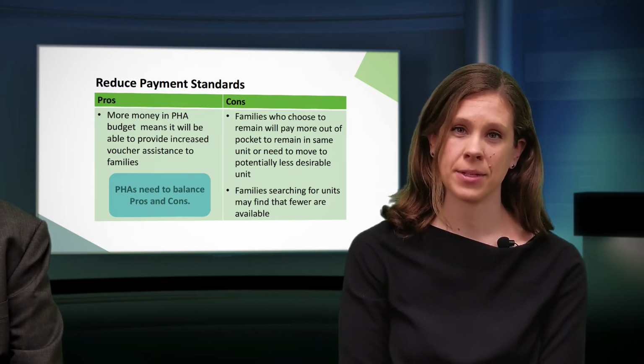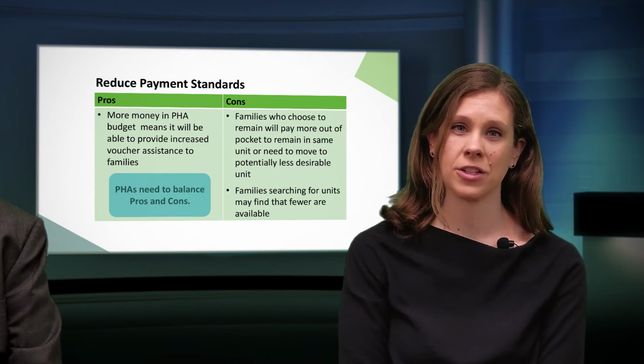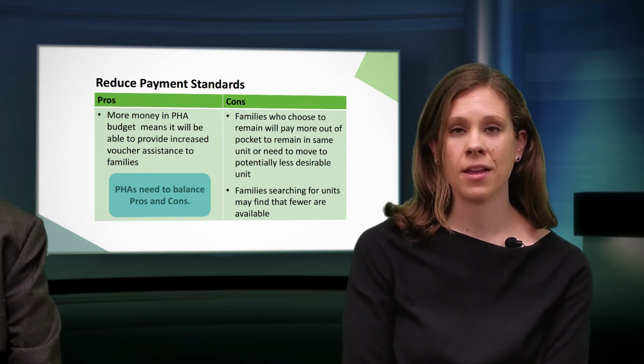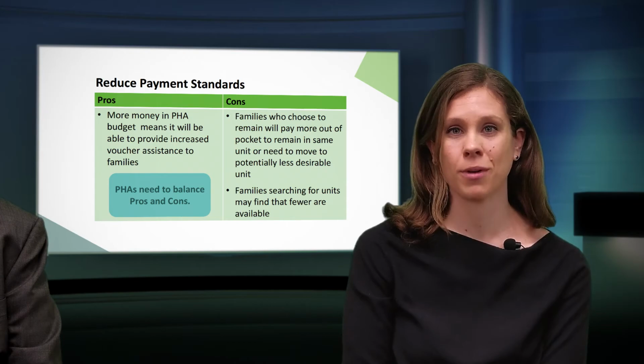Phasing in any payment standard decreases over time may allow for a balanced approach that protects residents and allows the PHA to realize some HAP savings in lower cost areas. These savings can help offset HAP increases in higher cost areas. However, this is the most administratively difficult route to pursue.